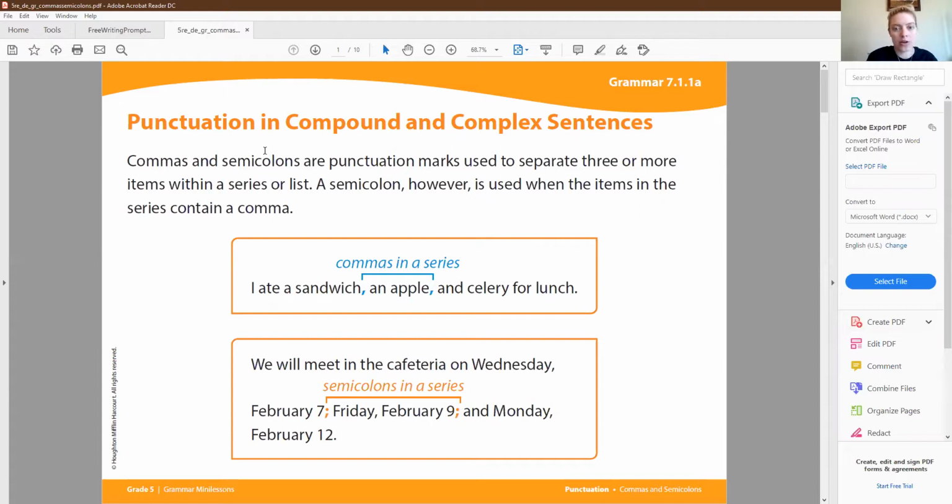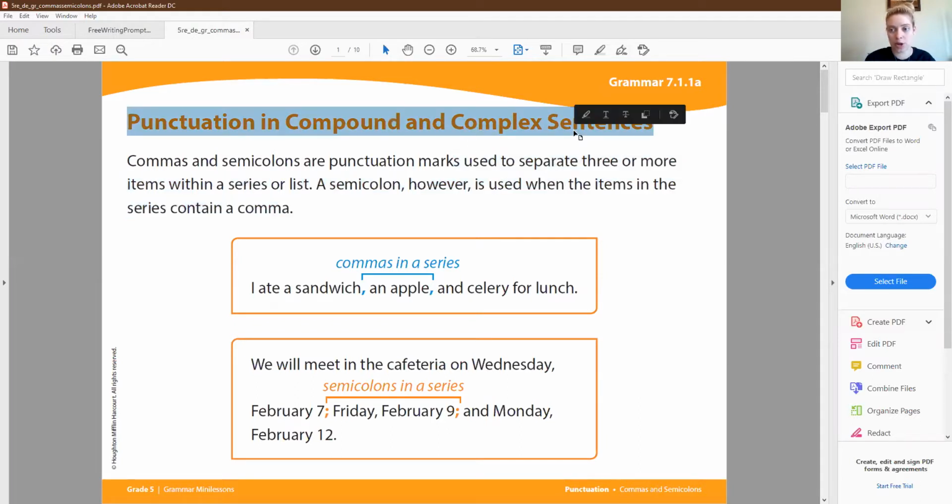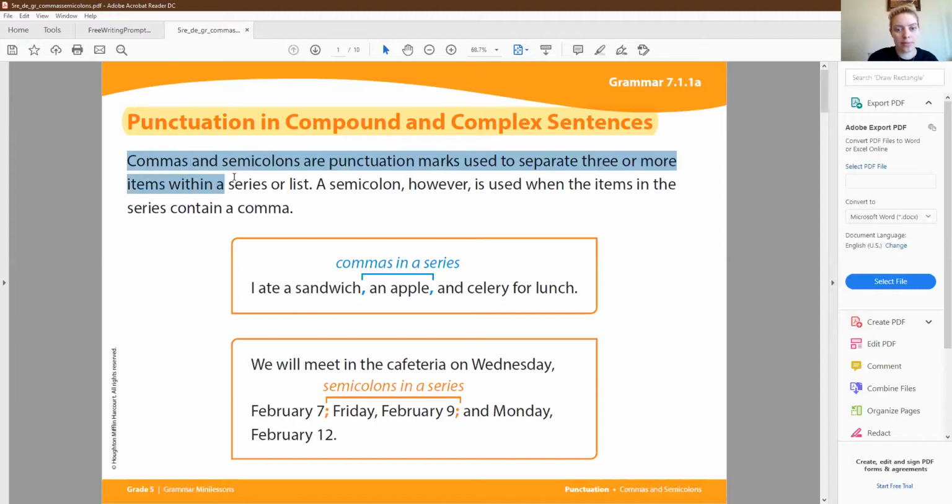So commas and semicolons are punctuation marks used to separate three or more items within a series or a list, okay? So I want us to go ahead and copy this. This is going to be at the top, because it's going to be like your new section because we are moving on. Okay, so make sure you have that down. Commas and semicolons are punctuation marks used to separate three or more items in a series or a list.